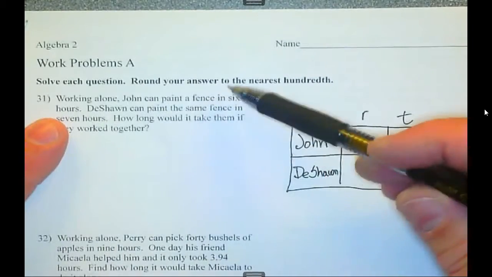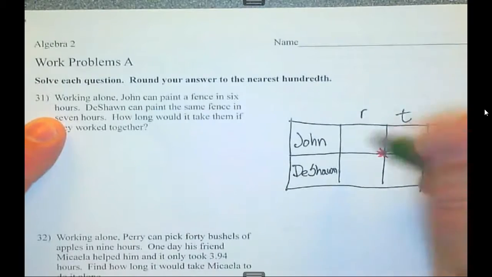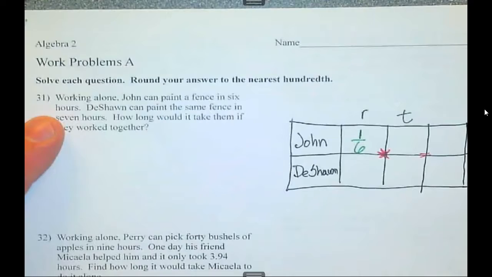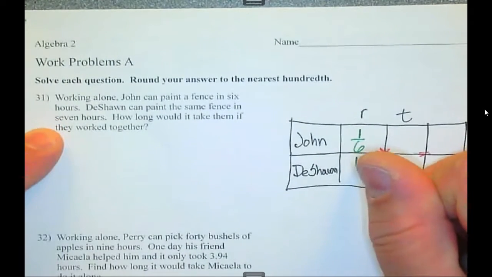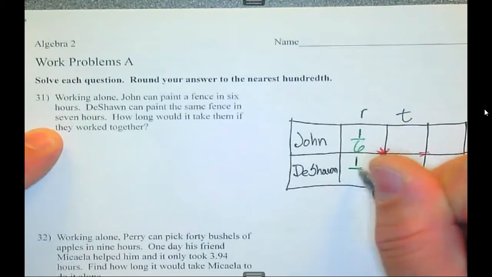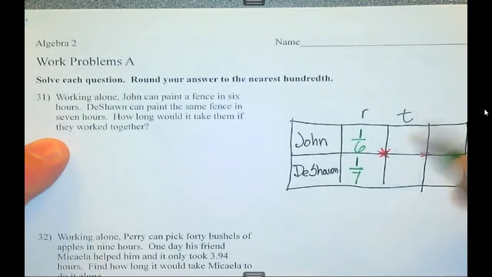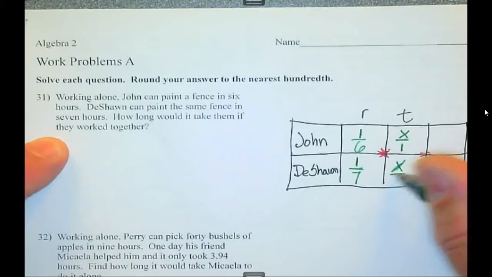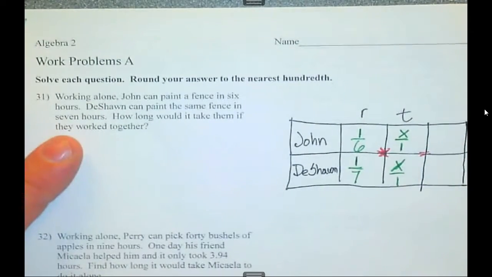Okay, so John can paint a fence in 6 hours. So that's his rate, correct? He can paint one fence in 6 hours. Deshaun can paint the same fence in 7 hours, so he can paint his one fence in 7 hours. How long would it take them if they worked together? So we're looking for the time. We don't know what the time is. I like putting it over 1 because we're dealing with fractions.